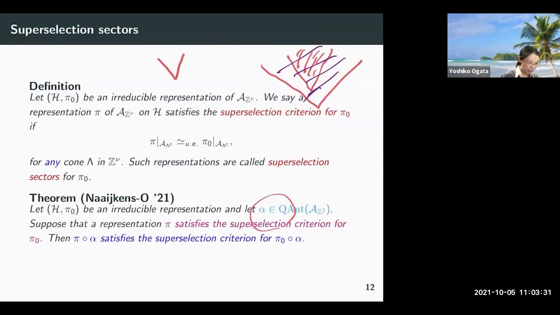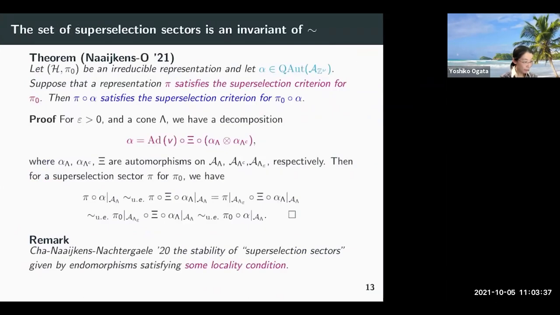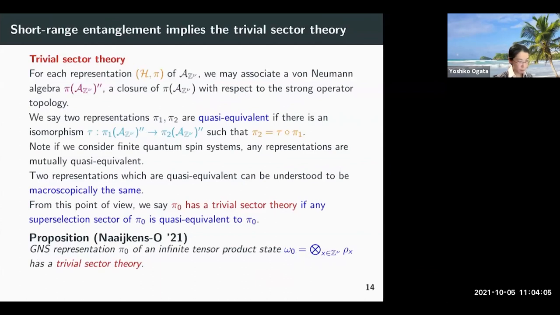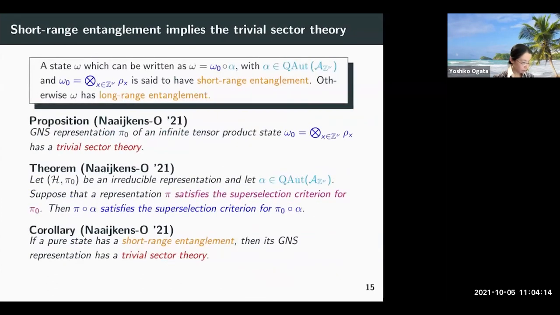So my conclusion is that the superselection sector is an invariant of our classification. Furthermore, using the fact that superselection sectors are stable under our automorphisms, we can also show that short-range entanglement implies a trivial sector theory. A trivial sector theory you can regard as the non-existence of non-trivial anyons. And there are corollaries like that.